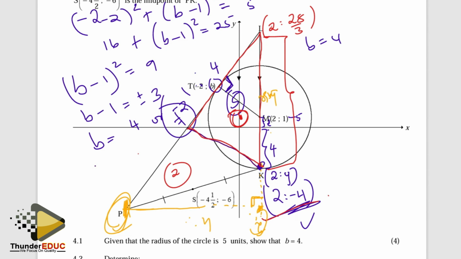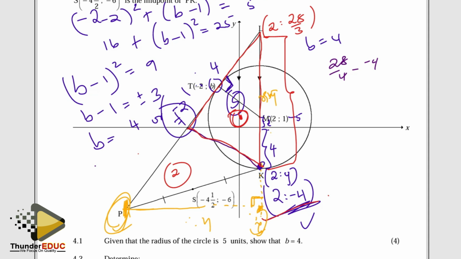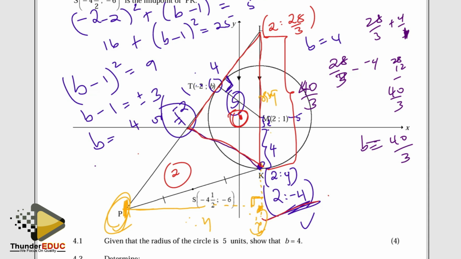So let's get the distance. It's going to be 28 over 3 minus negative 4, so from my calculator that's 28 over 3 plus 4, which is 28 plus 12, so that's 40 over 3. So my base is 40 over 3. What I need is just this perpendicular height, so I need to get P.